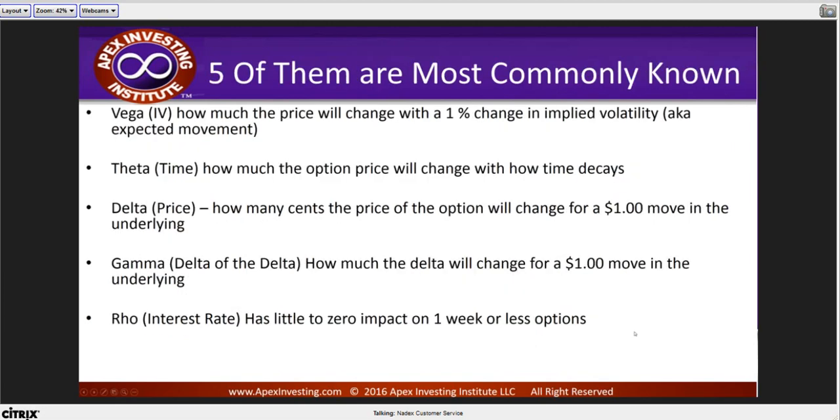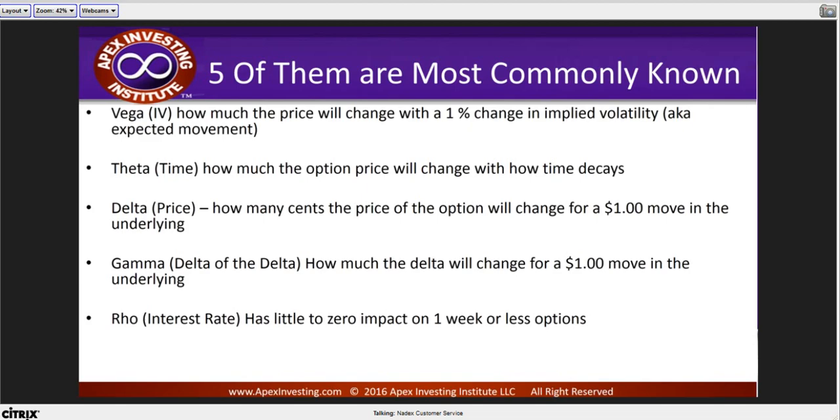Now, there's 5 common Greeks. Let's talk about what those are. There's Vega. We talked about this on the spread webinar in a lot more detail, but Vega measures how much the option will change in a 1% change in implied volatility.